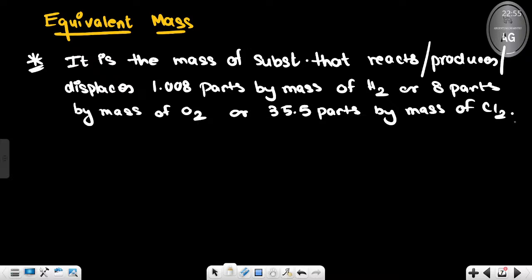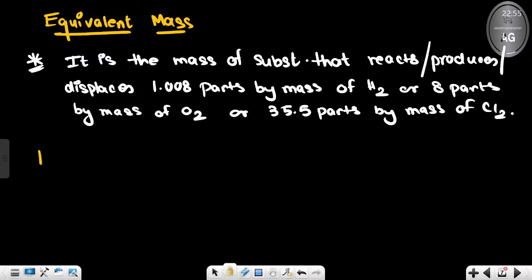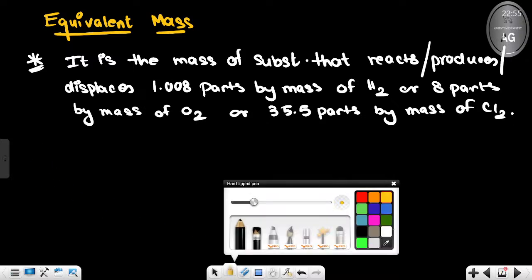Now based on this you will be getting numericals. No, not directly on equivalent mass. You will get numericals in finding out normality. There you need to find out equivalent mass. So you have to know how to find out equivalent mass. So let us now understand how exactly we will find equivalent mass.